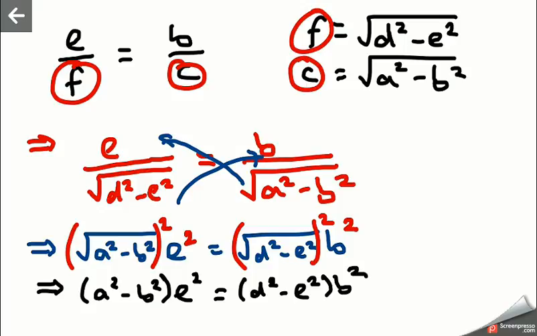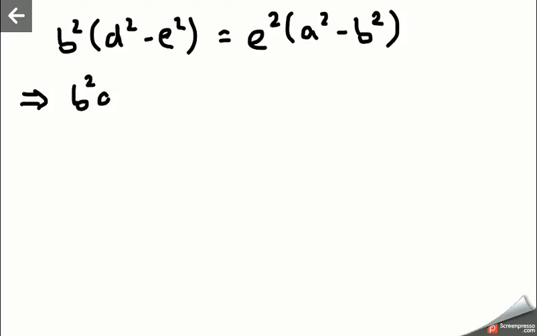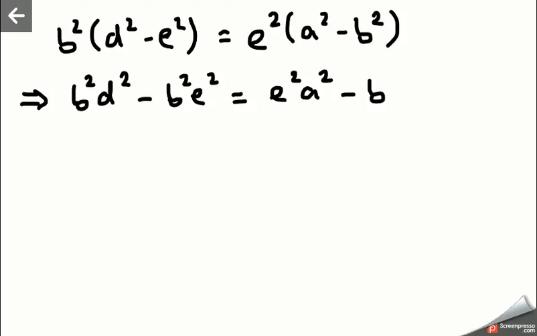Okay, things are looking promising, although I've run out of space, so let's use a new board. So we got b squared times d squared minus e squared is equal to e squared times a squared minus b squared. That's where we're at so far. Expand this out, you get b squared d squared minus b squared e squared is equal to e squared a squared minus b squared e squared.